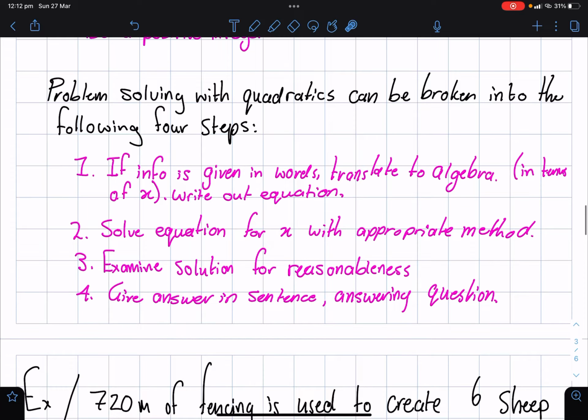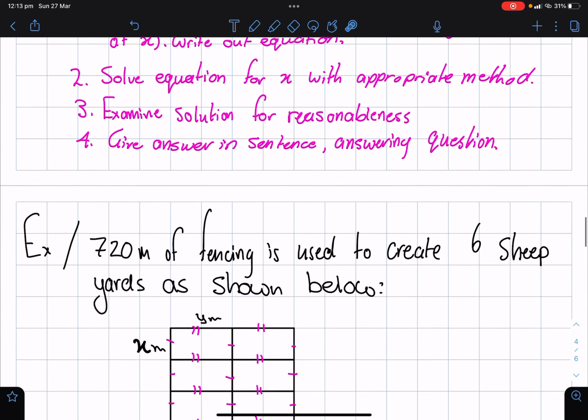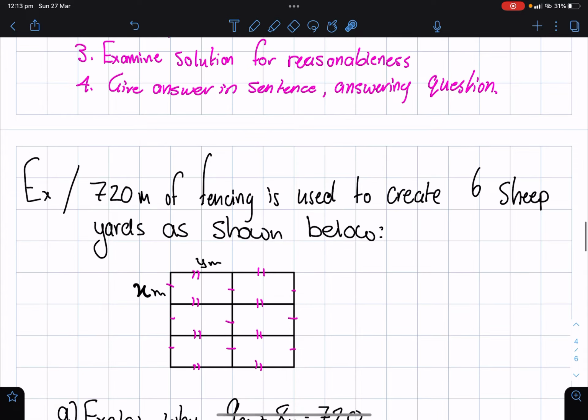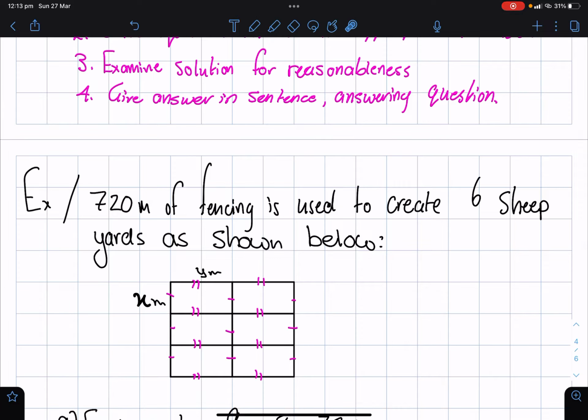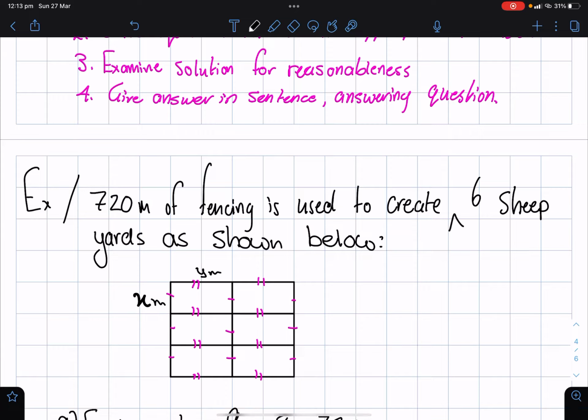So we're going to jump straight into an example. 720 meters of fencing is used to create 6 sheep yards as shown below. You're given that this short side here is x, and this longer length here is y. Please note that these pens are actually identical, so we can put that in here, so that we're not getting confused.